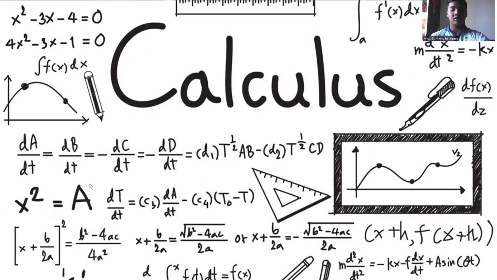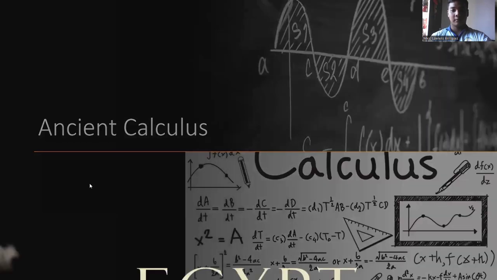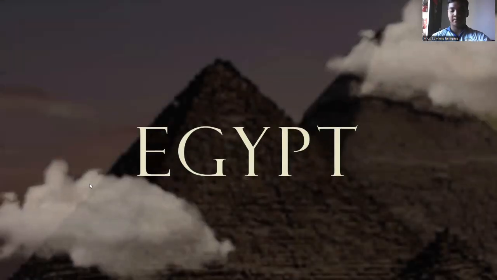Calculus is a branch of mathematics that deals with rates of change. Early signs of calculus were found in ancient Egypt, Greece, China, the Middle East, and India. So we will be discussing ancient calculus. The first one is Egypt.